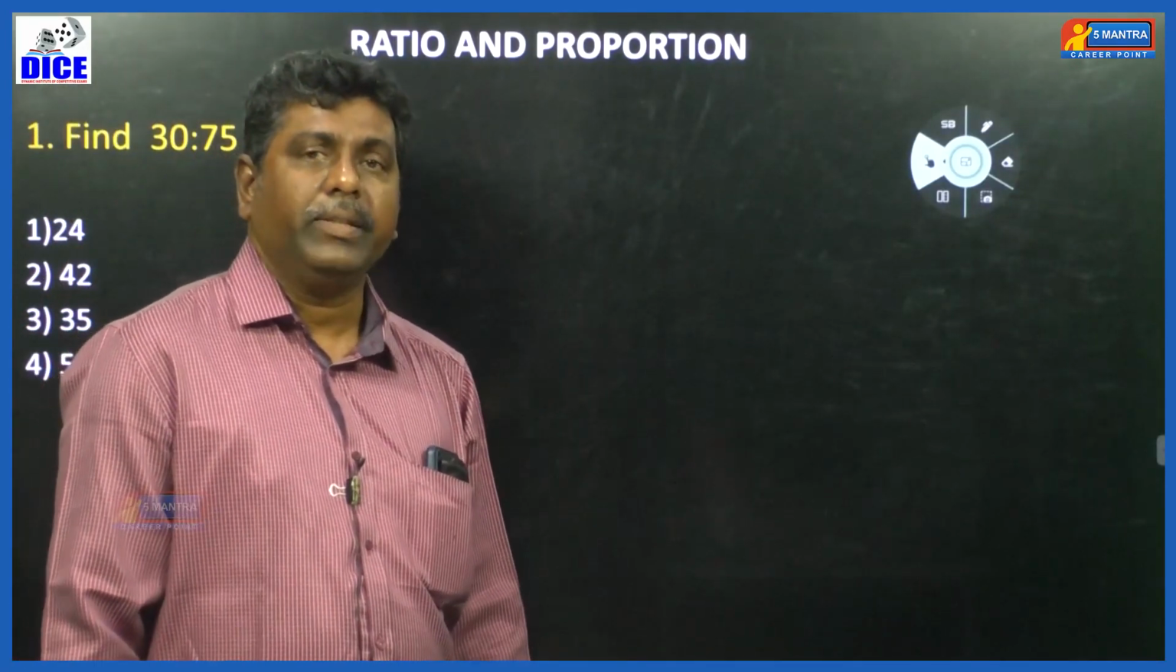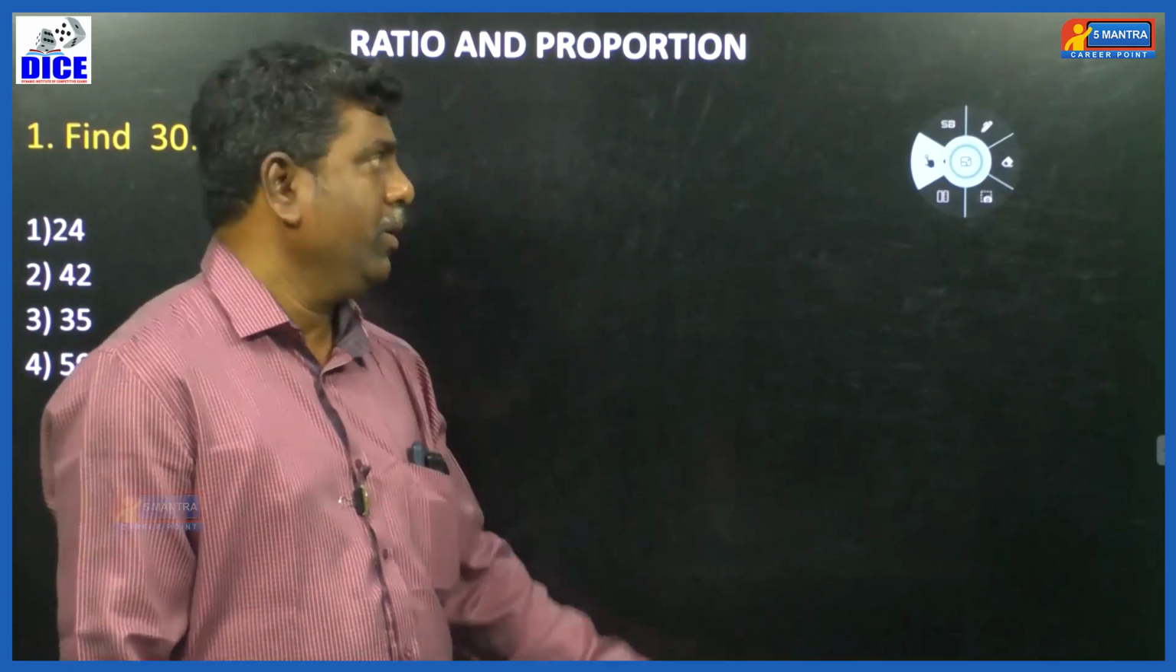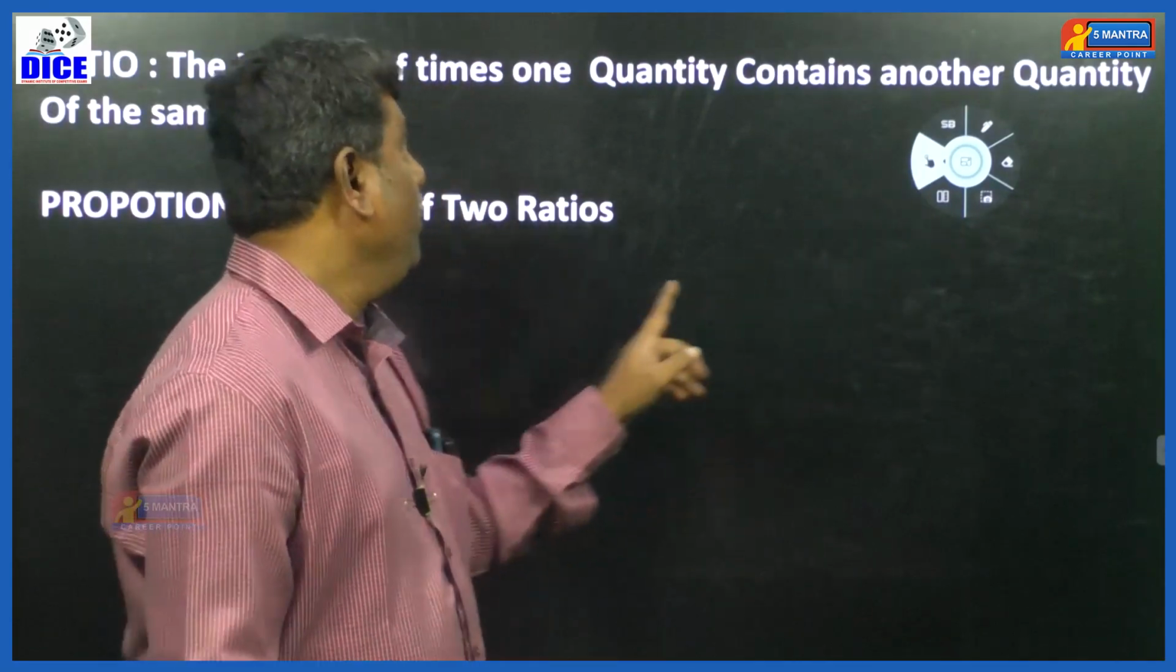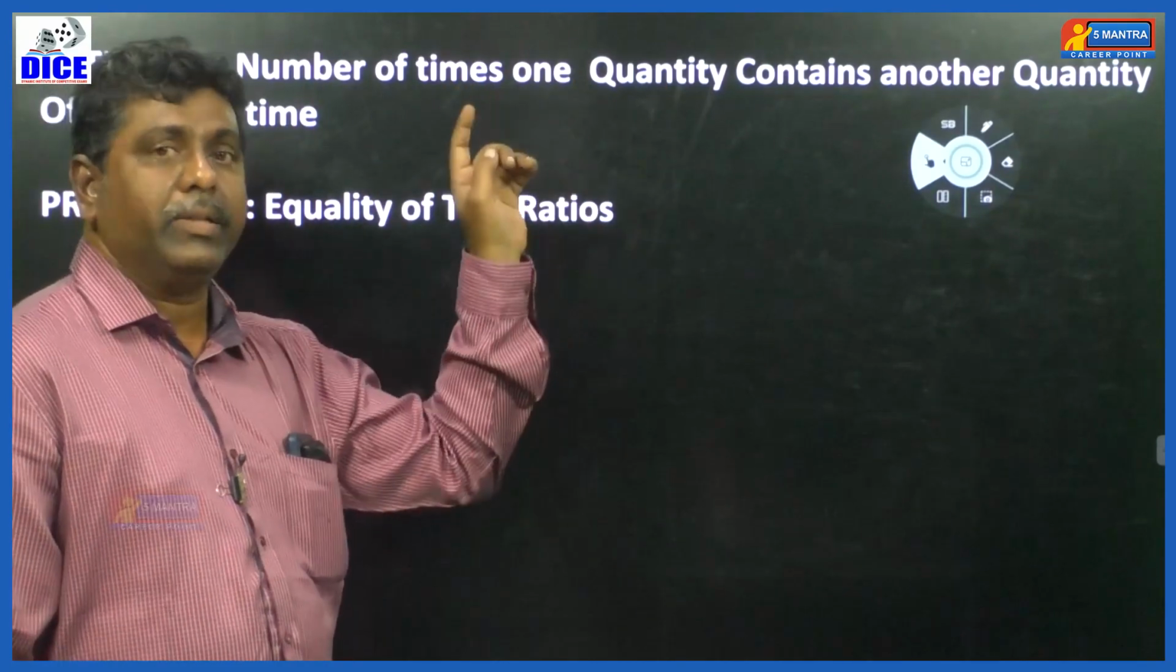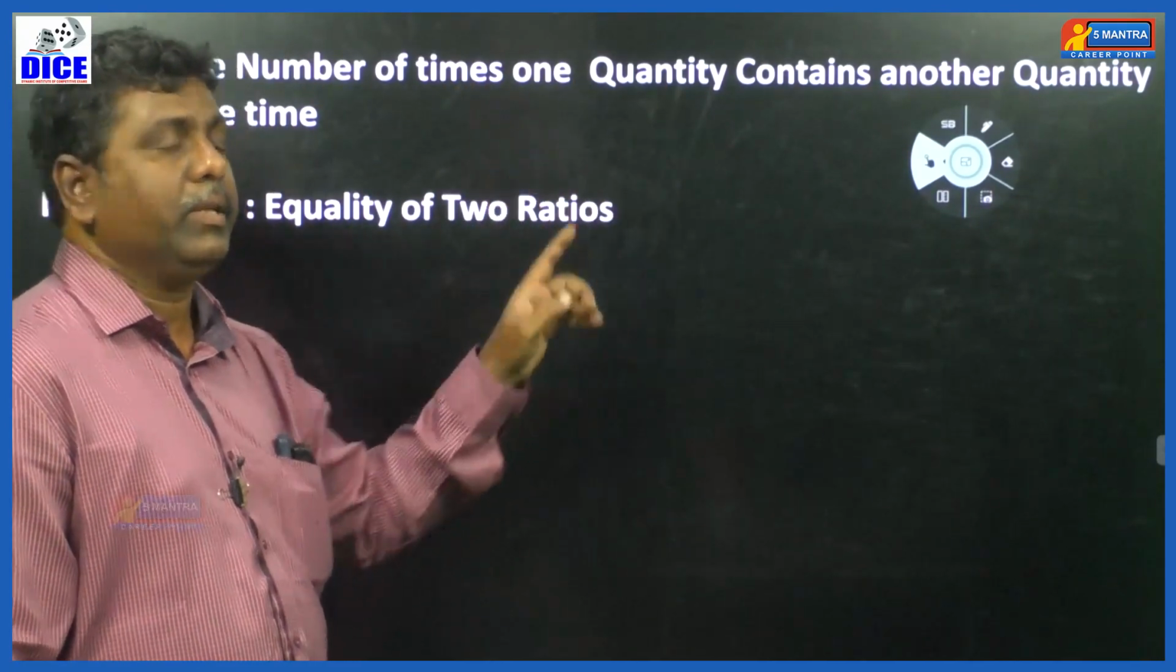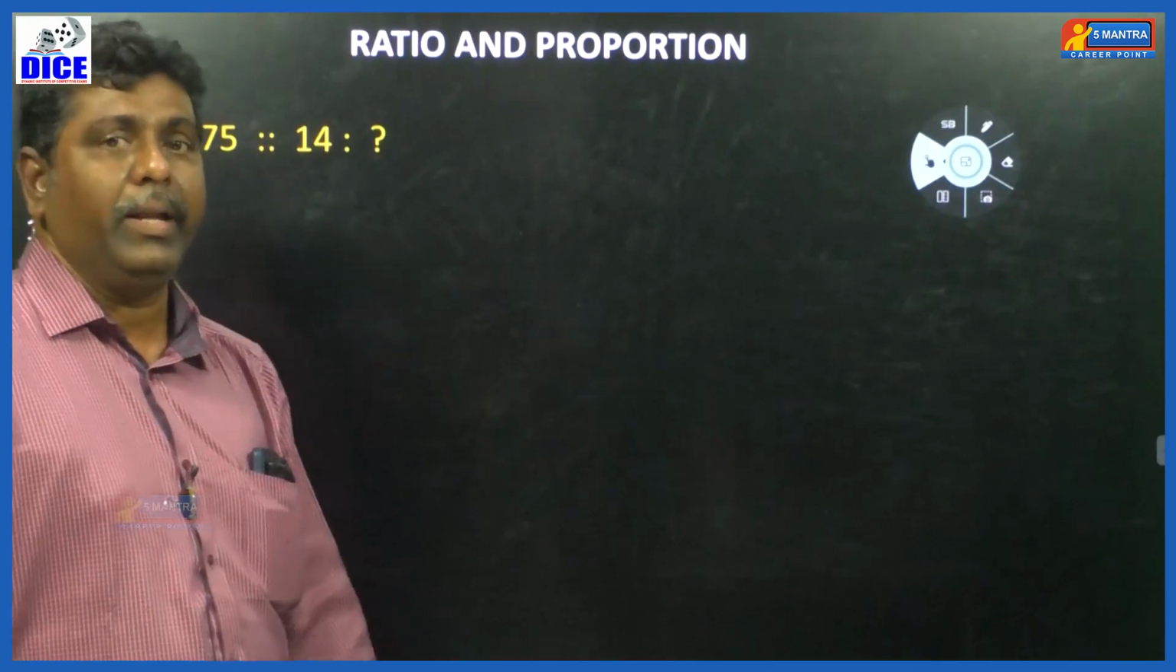First of all, what is the definition of ratio? Ratio means the number of times one quantity contains another quantity of the same kind is called a ratio.